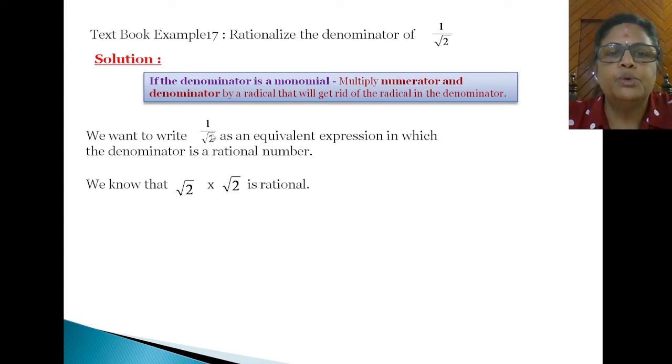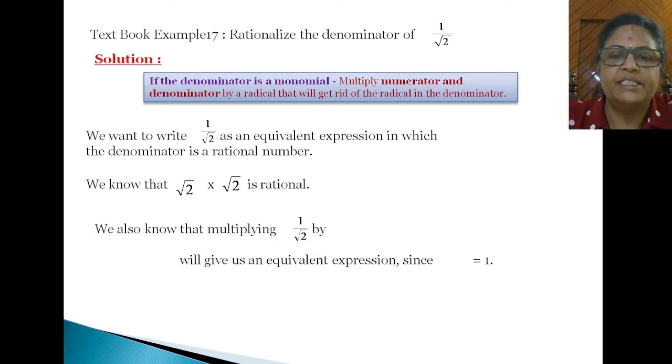So here, root 2 into root 2 is rational. So here we have to multiply the denominator by root 2, and we will get a rational number. So what do we have to do? We have to multiply the numerator also by the same number.